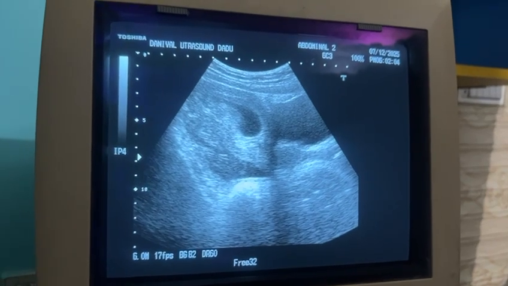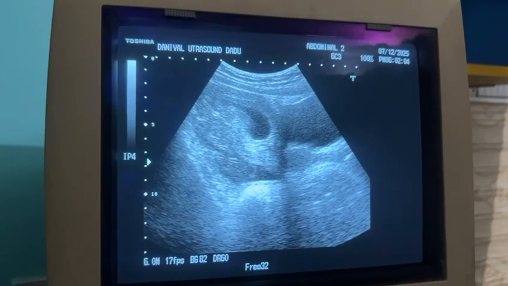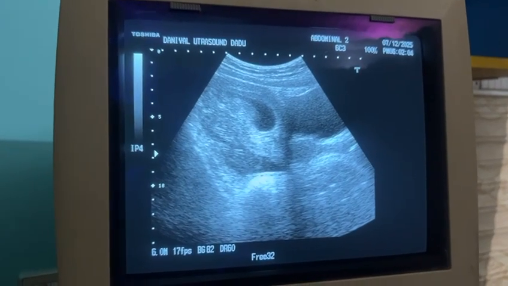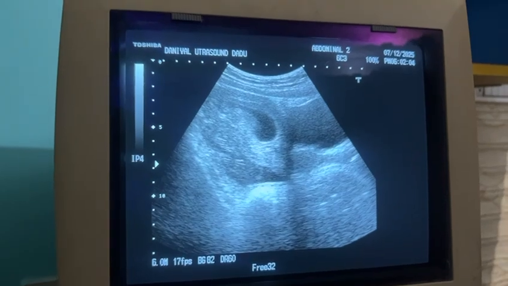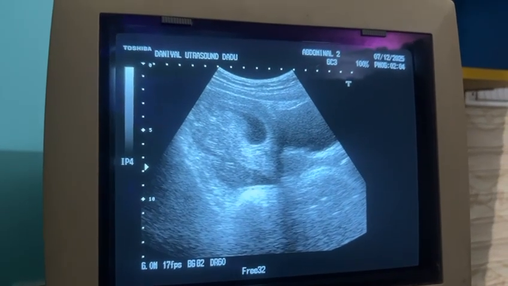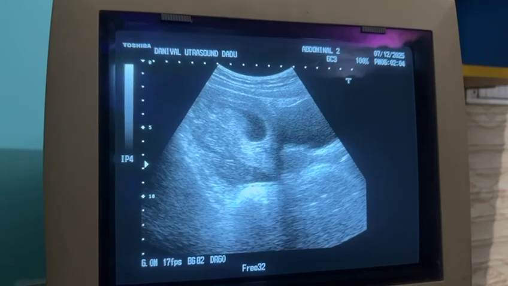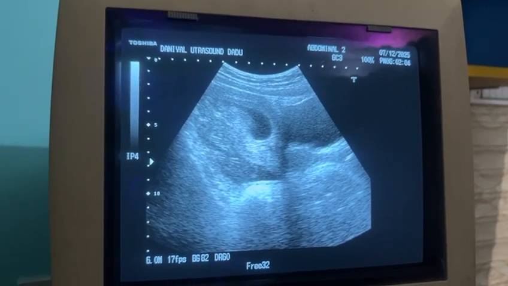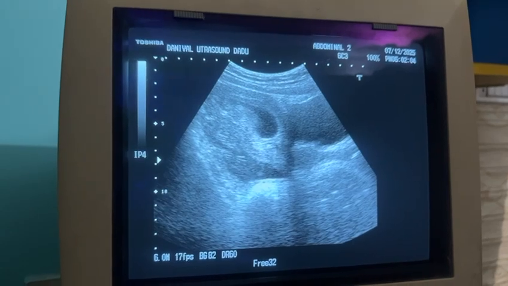So, what happens when it ruptures? When the ectopic sac ruptures, the tube tears and internal bleeding begins. Blood collects in the pelvic and abdominal cavity. The patient develops severe abdominal pain, dizziness, and shock. So this is a true emergency.